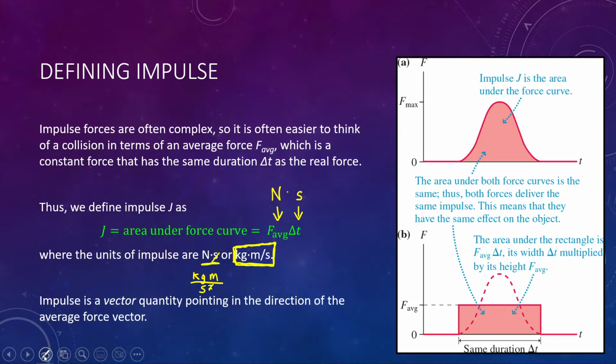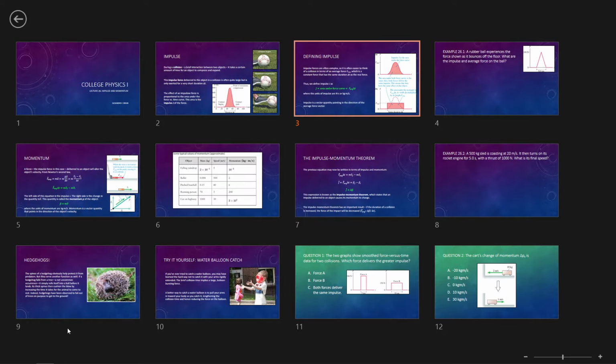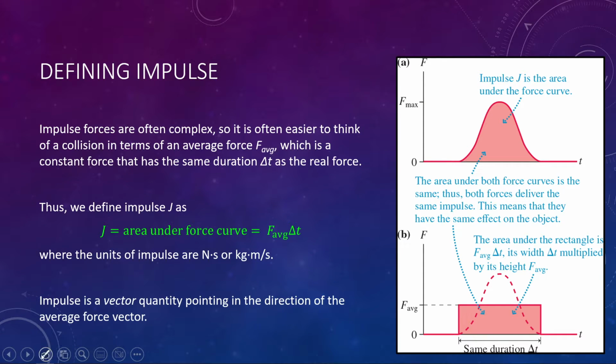Now, it seems kind of weird, like why would we choose the unit that looks more confusing, right? It's a kilogram meter per second instead of just saying newton seconds. Well, we're choosing to do this for a reason you'll understand in just a few minutes when we talk about momentum. So just take my word for it for now that it makes sense to choose kilogram meter per second as our preferred unit for impulse.